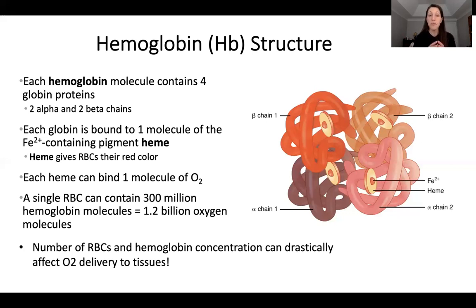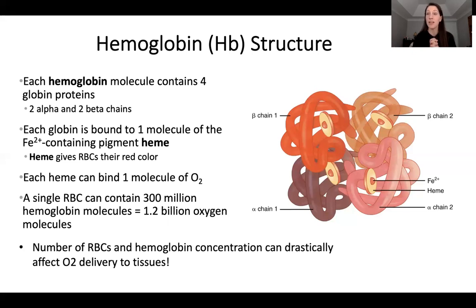So when you think about the number of red blood cells that you have, maybe let's say 5 million per microliter, that's quite a huge number of red blood cells, but every single one of them contains 300 million molecules of hemoglobin. And every molecule of hemoglobin, because it contains 4 hemes, can carry 4 oxygens. So 300 million times 4 is 1.2 billion oxygen molecules in a single red blood cell times 5 million red blood cells in a microliter of blood.